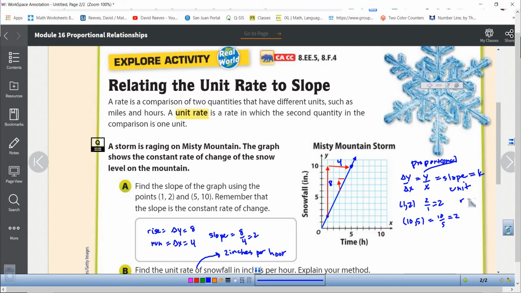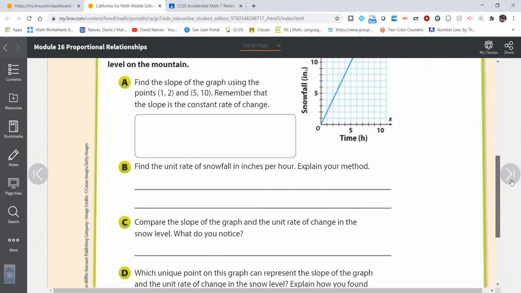It's amazing. Math is amazing. Isn't math amazing? All right, so how fast is the snow falling on Misty Mountain? It is falling 2 inches per hour. That's the unit rate. That is the constant of proportionality. That is the slope. All right, okay.